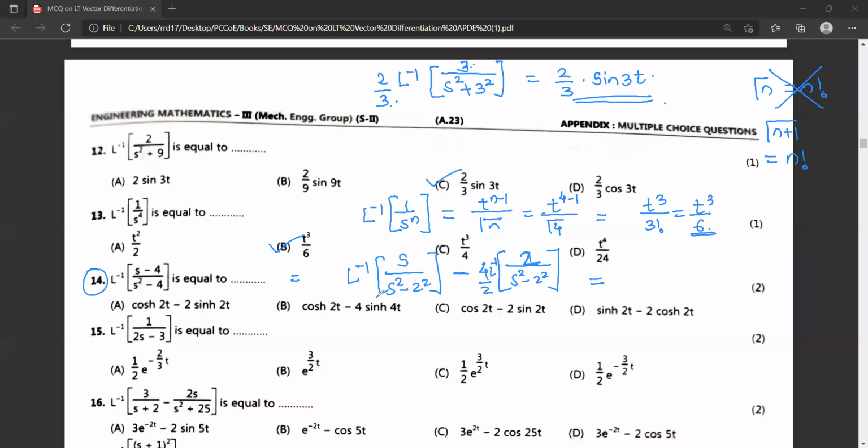If you observe, this is nothing but the hyperbolic cos. So this is cos hyperbolic 2t minus 2 into, what is this? Sine hyperbolic 2t. So which answer is correct? A. Okay, so A is correct. Are you getting my point?